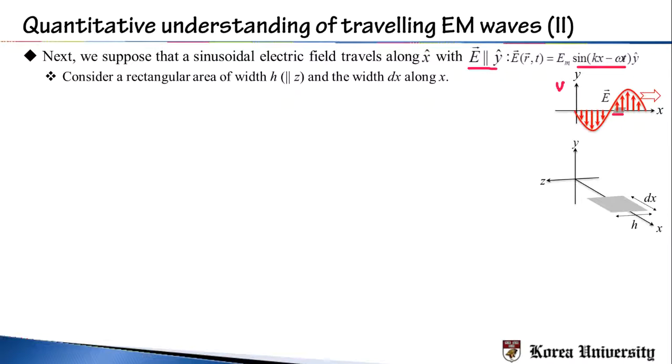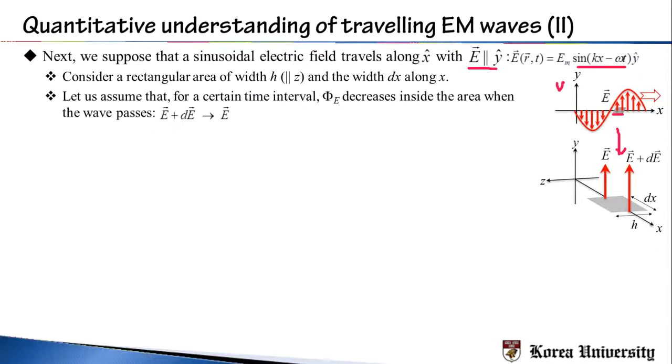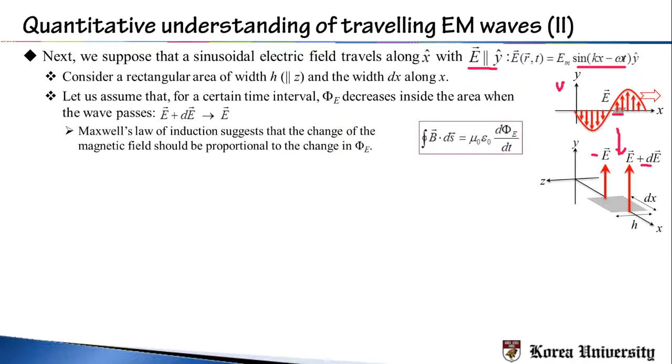Okay, and in this situation, similarly to what we have seen in the previous slide, on the left side of this gray area the electric field is smaller and is larger on the right-hand side. So if you redraw it in the second figure, we can draw it this way. On the left side, let's call it E, and on the right side it is a little larger, so E plus dE. Okay, and now we will try to use Maxwell's law of magnetic induction.